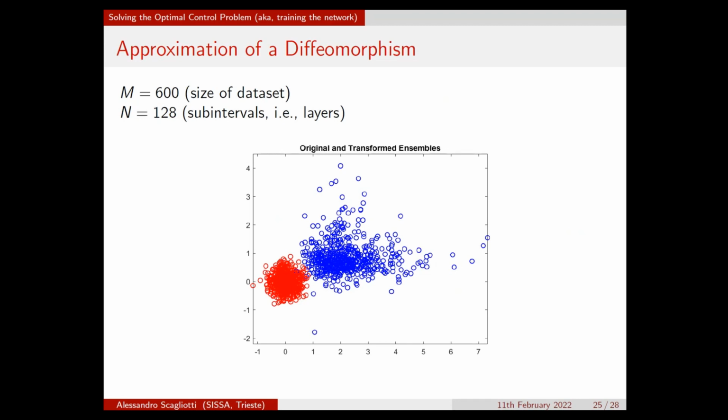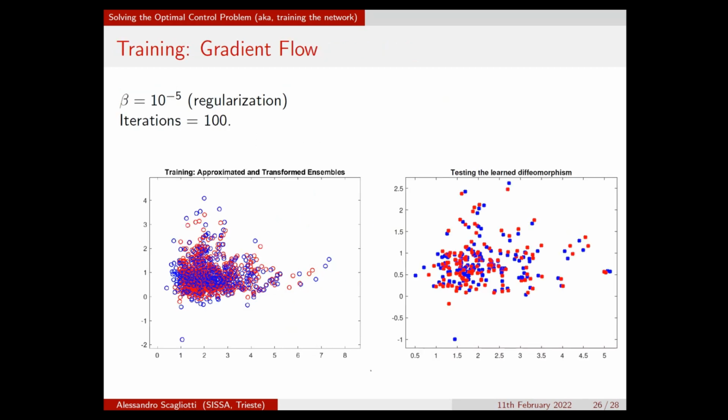diffeomorphism approximation. The red dots here represent the initial ensemble, and the blue dots represent the transformed ensemble, the ensemble which has been transformed through an unknown diffeomorphism. This is the approximation provided by the gradient flow method. I ran 100 iterations, and this is the result.